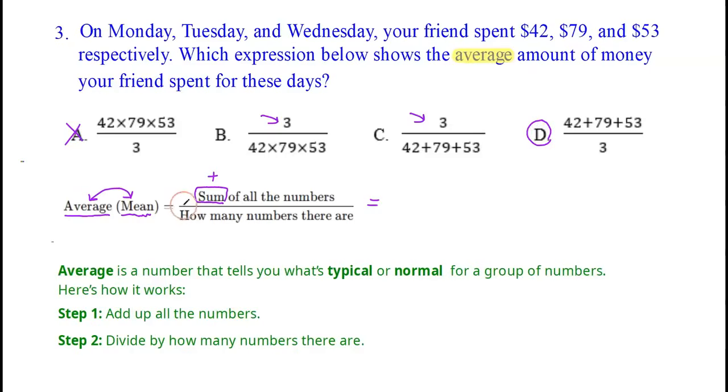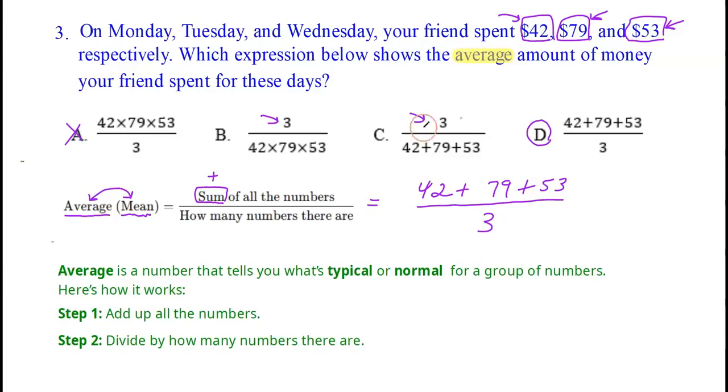Let's just go through this quickly and make sure we got it right. The sum of all the numbers, so I'm going to add up all the numbers. We have 42, 79, 53. So we'll sum those. Divided by how many numbers there are. Well, there's a total of 3 numbers. 1, 2, 3. And that matches up with D. Let's move on to question number 4.